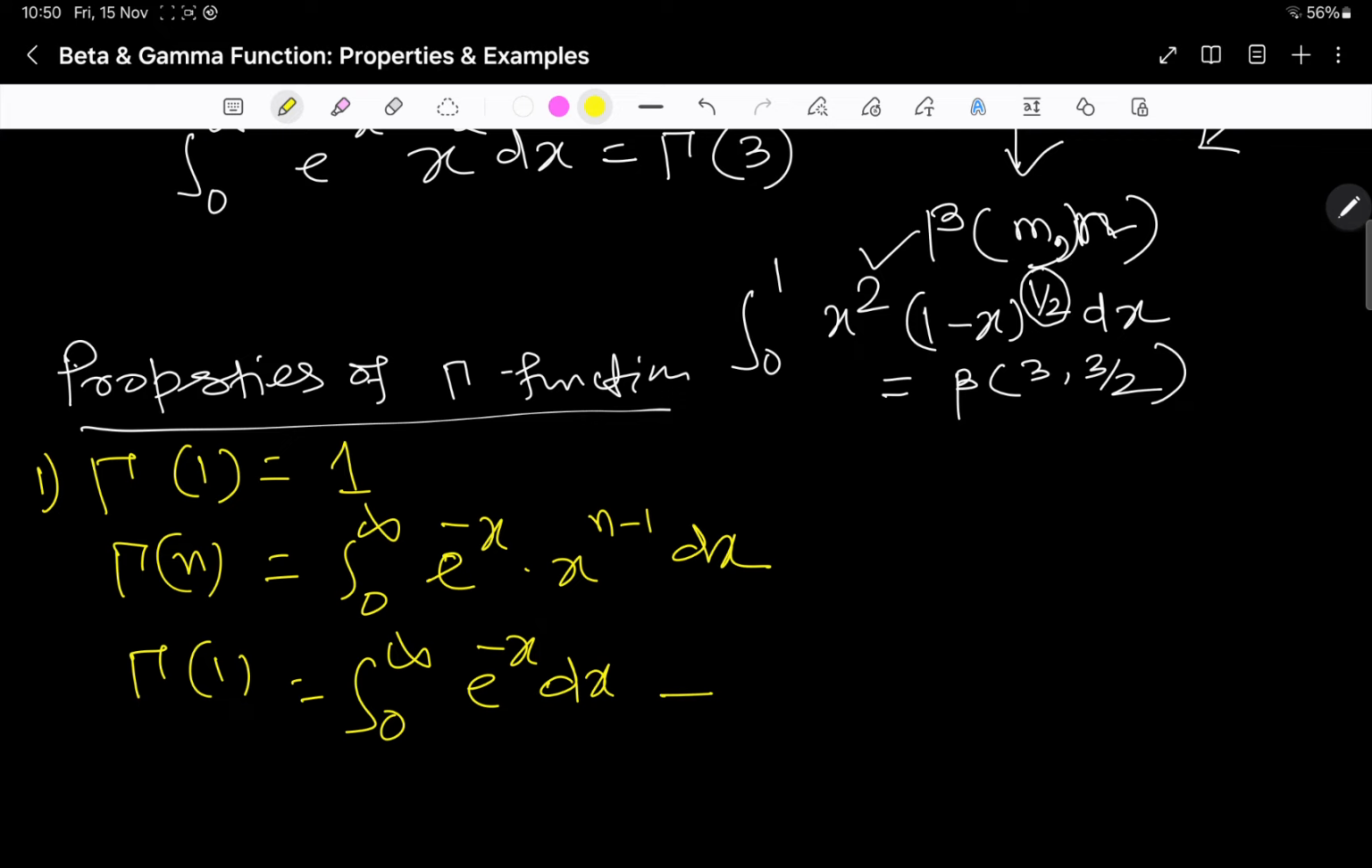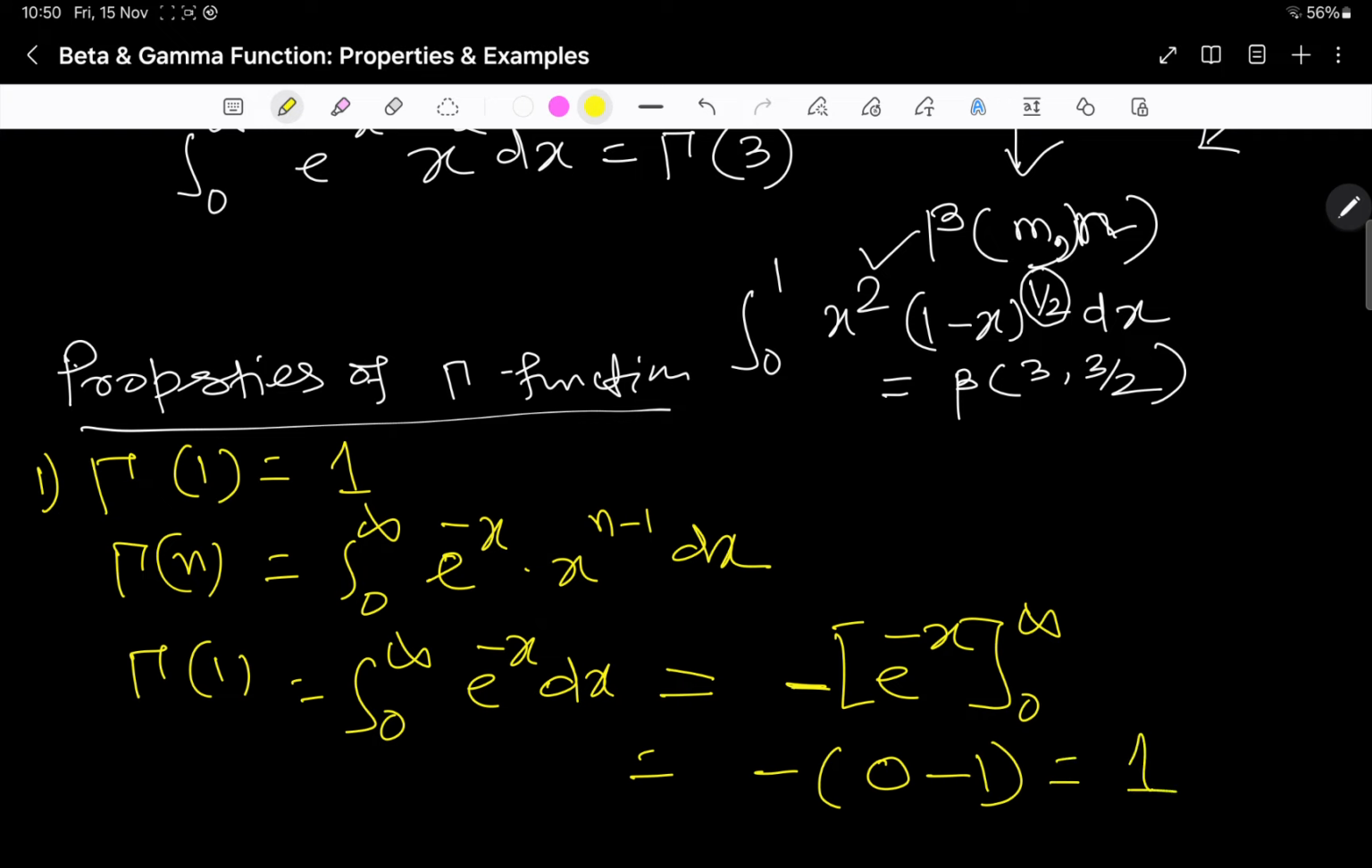So you simply integrate it. It is of course an improper integral. Now the integration of e to the power minus x is minus e to the power minus x from 0 to infinity. e to the power minus infinity is 0, e to the power 0 is 1, so this is 1. Therefore gamma of 1 is equal to 1. Okay, so let us see the next property.